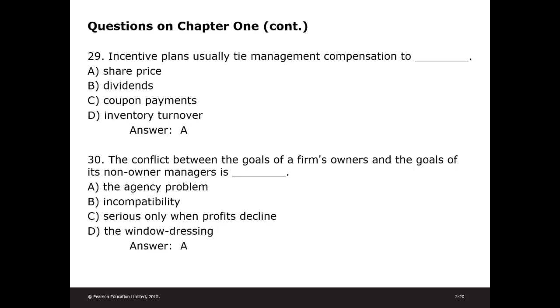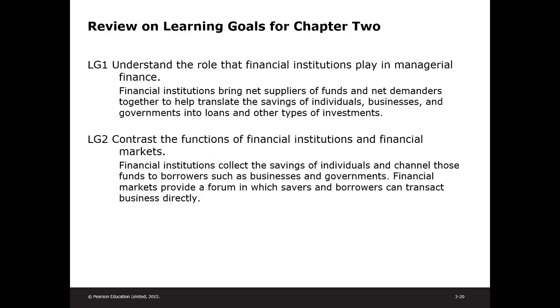So this is the end of questions on chapter 1, and next will be questions on chapter 2. Let's first review the learning objectives, or the learning goals, for chapter 2. The first one is understanding the role that financial institutions play in managerial finance, as the financial institutions bring net suppliers of funds and net demanders of funds together to help translate the savings of individuals, businesses, and government into loans and other types of investments.